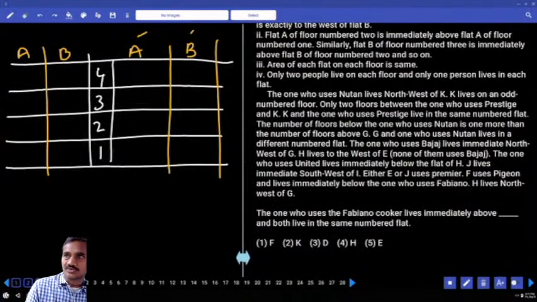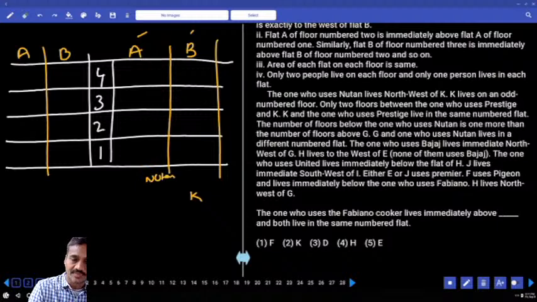lives northwest of K. Now northwest of K means K is here. That means K must be in the second flat, flat B, isn't it? And the one who uses Newton must be in flat A. That is northwest. K lives on an odd number floor. As K lives on an odd number floor, how many possibilities? 2 possibilities.